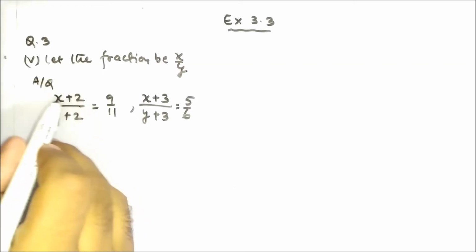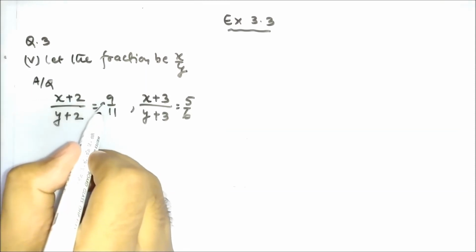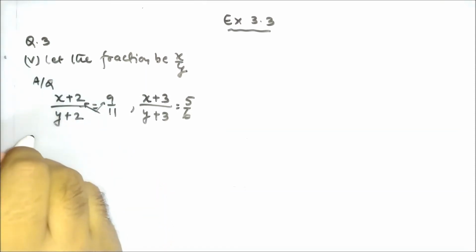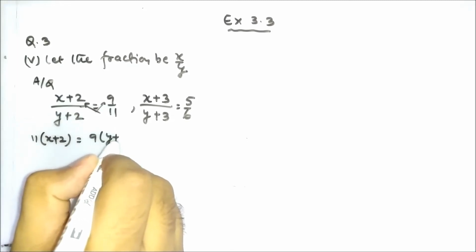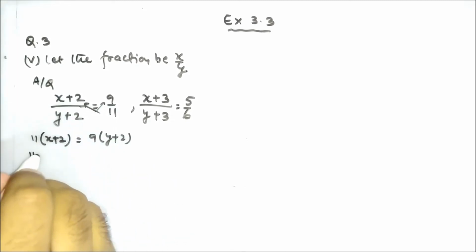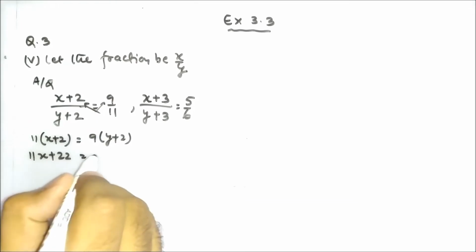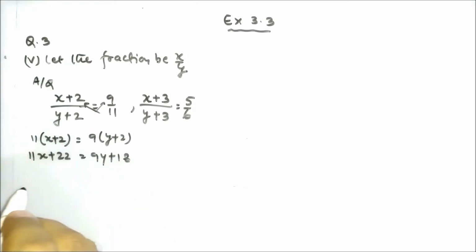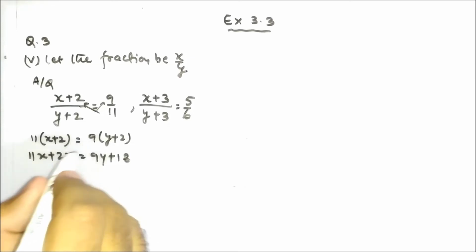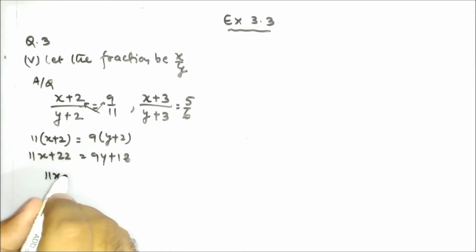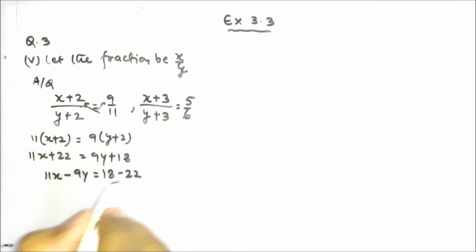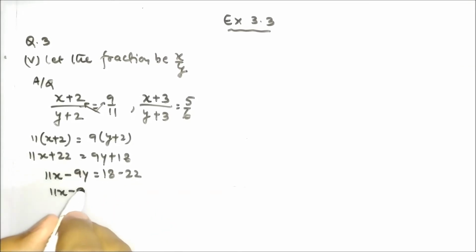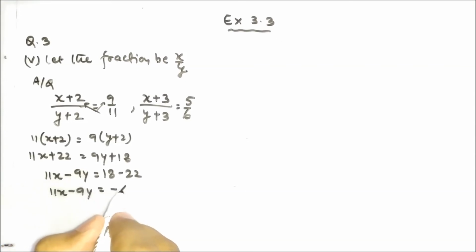Okay, so when you cross multiply here, this will be multiplied here and this will be multiplied here. So this will be 11 times (x plus 2) is equal to 9 times (y plus 2). Just open the brackets, it will be 11x plus 22 is equal to 9y plus 18. Just shift the constant term this side, it will be 11x minus 9y is equal to 18 minus 22. So that will be 11x minus 9y is equal to minus 4. This is equation number 1.